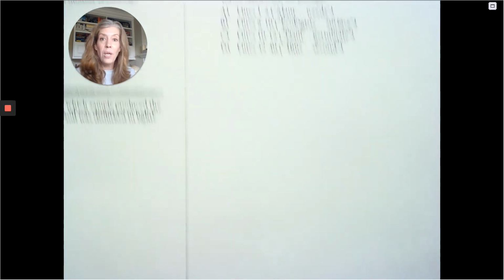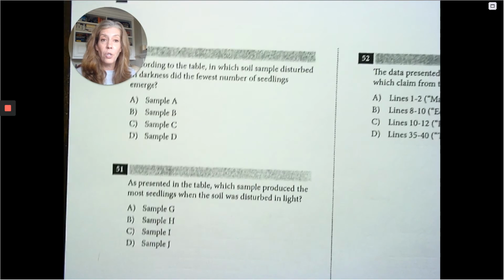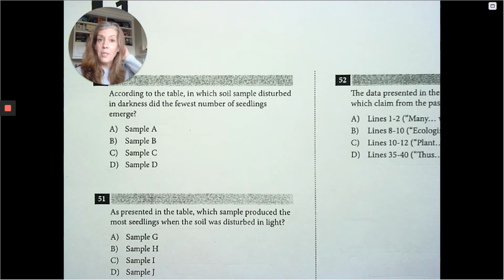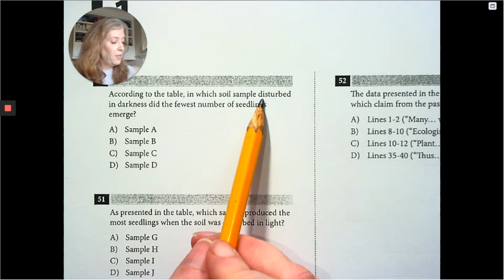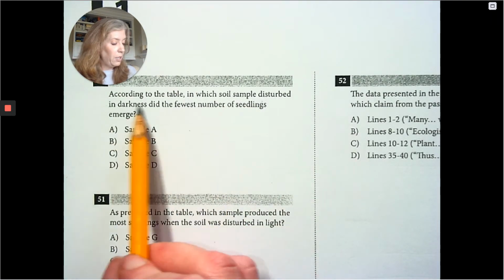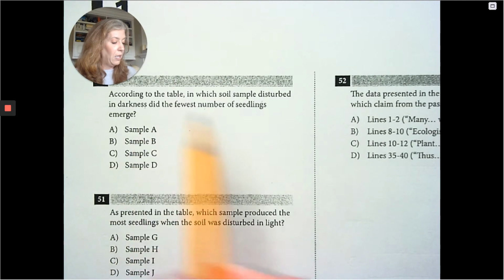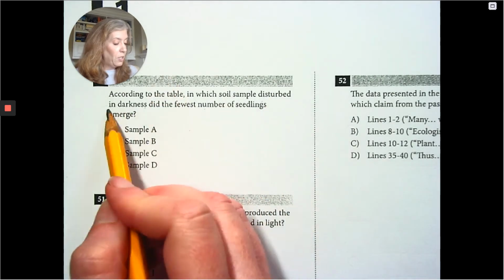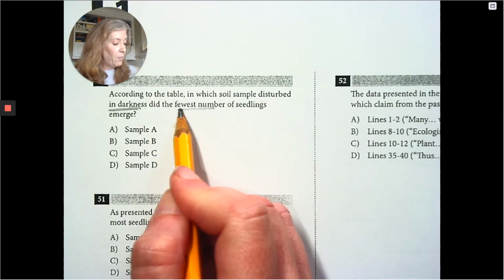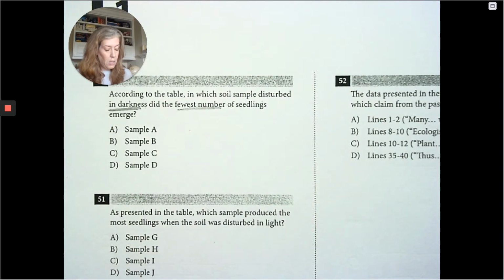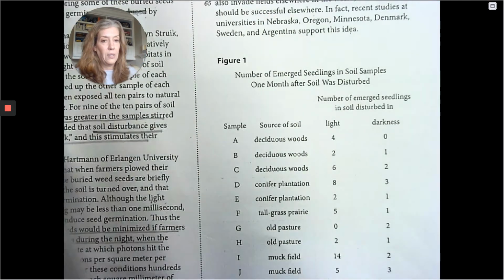And now we only have 3 questions left and there are 3 on the table. So this is the first time we're going to the table. Now we have to know the reason why we're going to the table. So according to the table, which soil sample disturbed in darkness did the fewer numbers of seedlings emerge? So we're looking disturbed in darkness and fewest numbers of seedlings. Darkness and fewest numbers of seedlings, sorry.